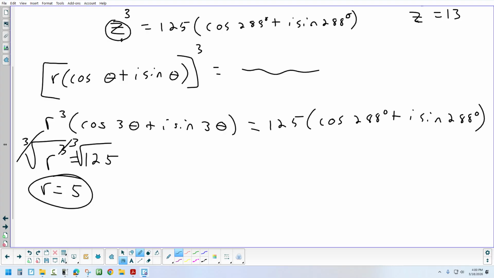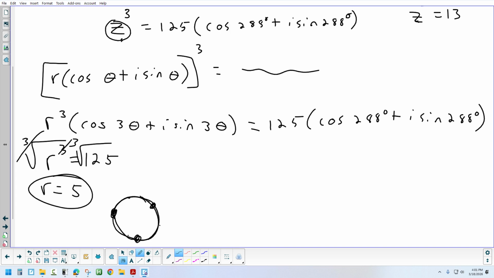So now what we know is the size of the circle that our answers are going to be on. All the answers in this problem are on a circle that has a size of 5. But what we don't know is where on the circle. We've got to figure out where our 3 answers are going to be. If you remember what I said in class, they're going to be the vertices of an equilateral triangle, because they're 3 points and they're all equally spaced. They're all 120 degrees apart once we find our answers.